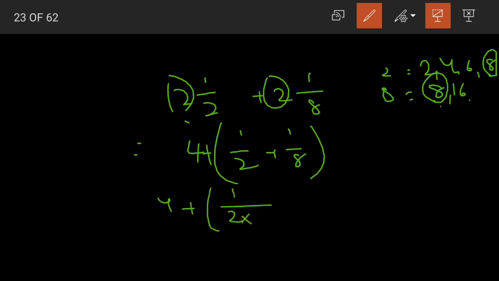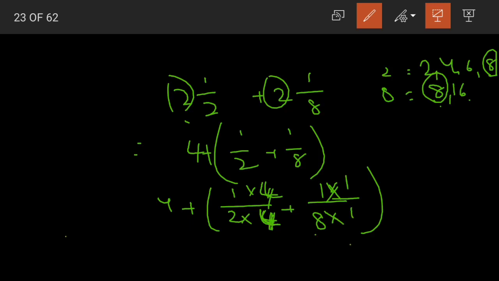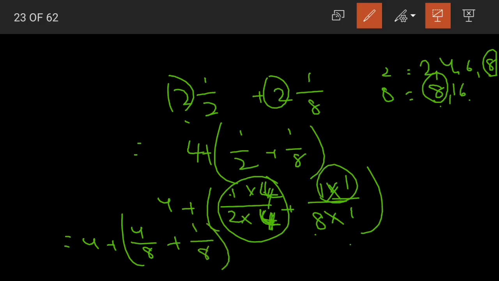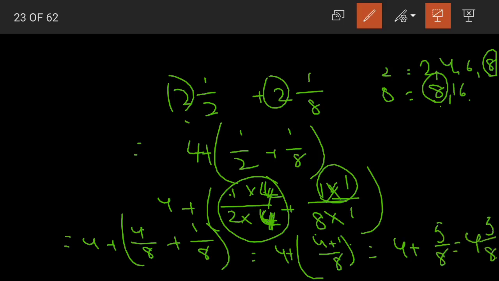So we'll make our fractions like fractions with the denominator 8. 2 4s are 8, so multiplying both the numerator and denominator by 4, and coming to 1 by 8, we already have 8, so just simply multiplying it with 1. Now 4 plus 1 into 4, 4 divided by 2 4s are 8, plus 1 into 1, 1 divided by 8. What will it be? 4 plus 4 by 8 plus 1 by 8 is nothing but 4 plus 5 by 8. 4 plus 5 by 8 is nothing but 4 5 by 8.